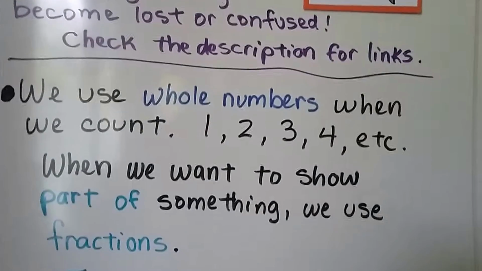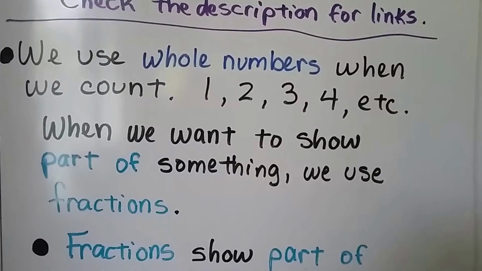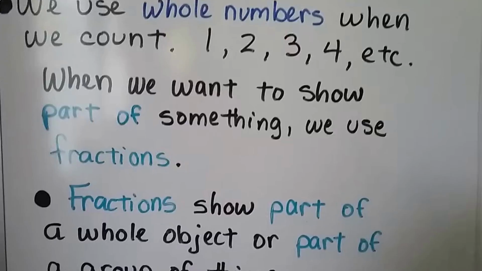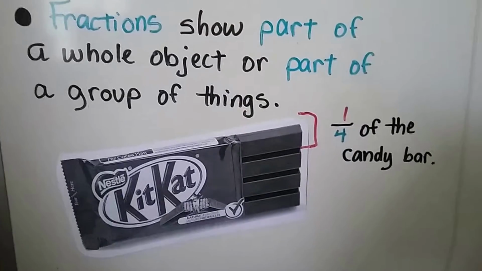We use whole numbers when we count. 1, 2, 3, 4, 5, 6, 7, 8, okay? But when we want to show parts of something, we use fractions. Fractions show part of a whole object or part of a group of things.